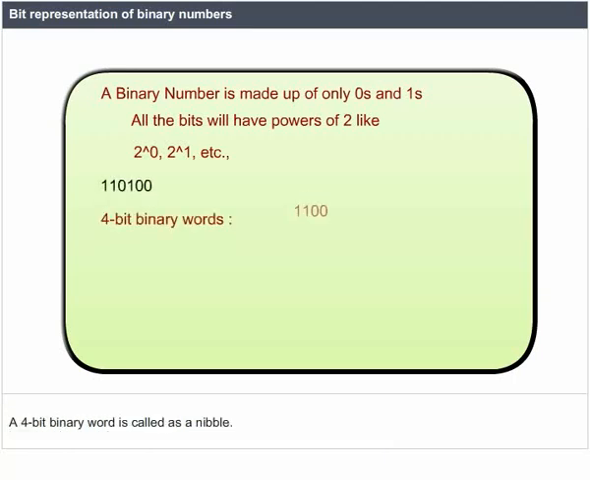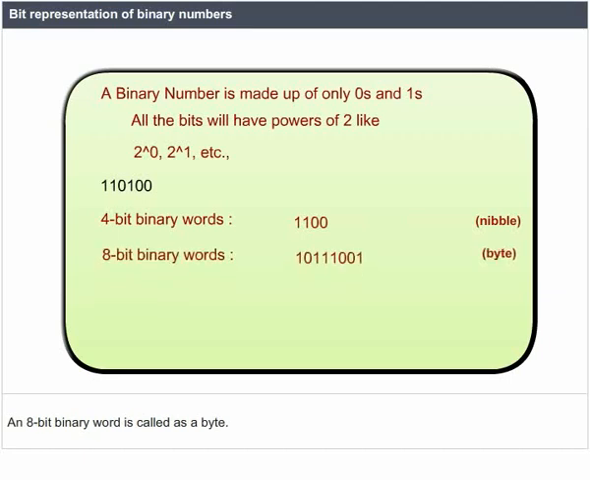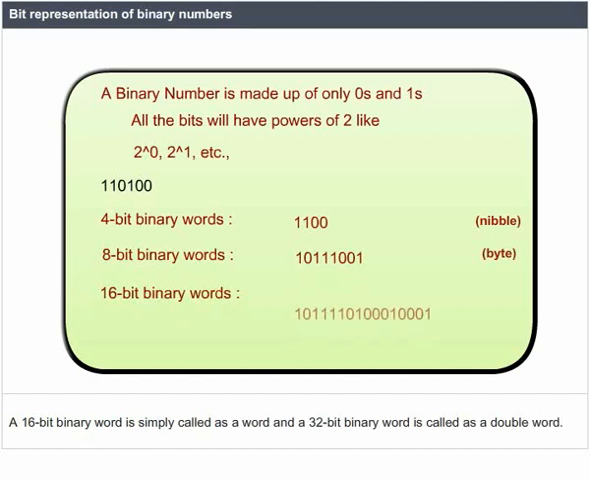A 4-bit binary word is called a nibble. An 8-bit binary word is called a byte. A 16-bit binary word is simply called a word, and a 32-bit binary word is called a double word.